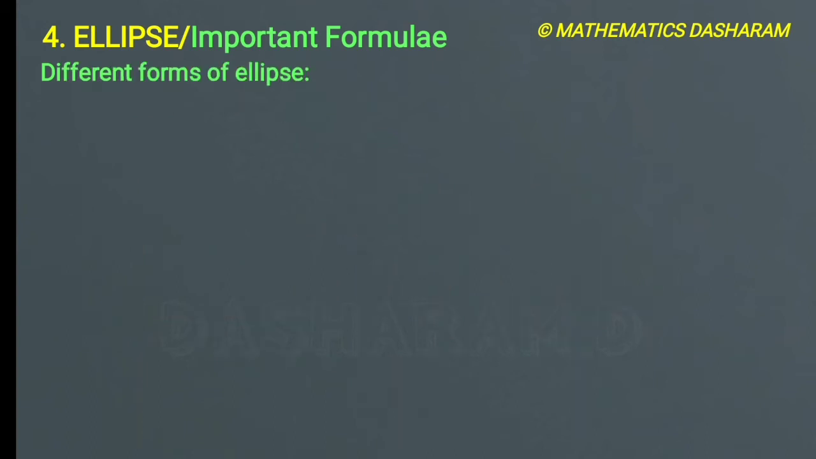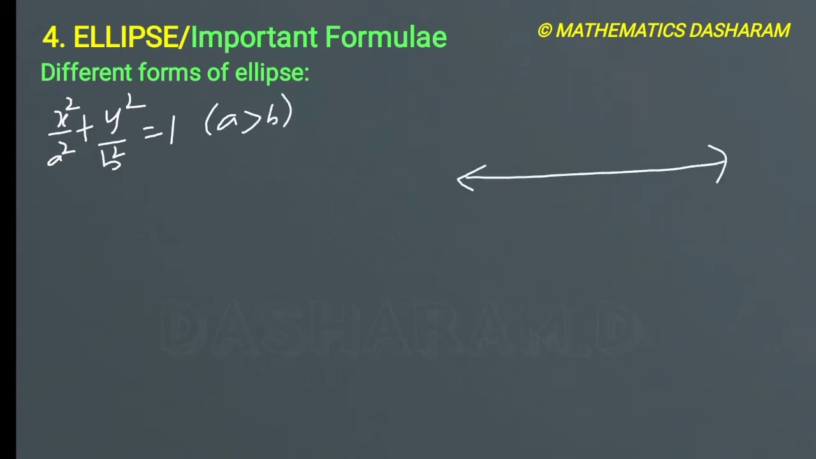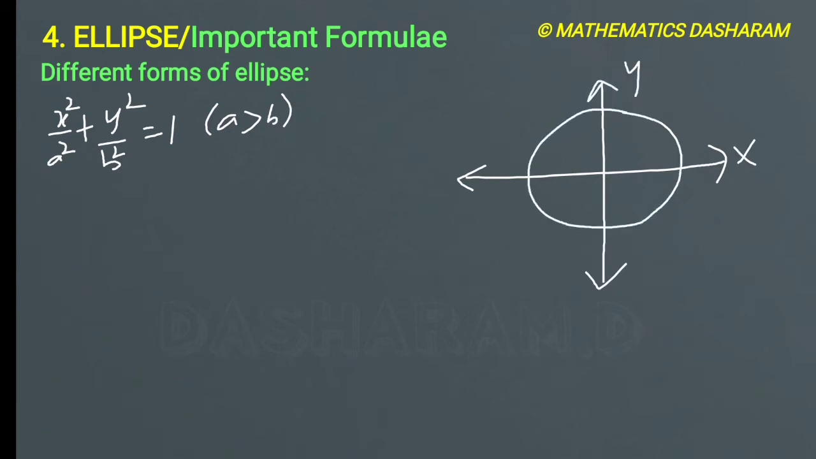Next, different forms of an ellipse. So the first one is x square divided by a square plus y square divided by b square equals 1, where a is greater than b. So for example, here is the x-axis, this is the y-axis. So this is an ellipse. Its standard form is x square by a square plus y square by b square, where a is greater than b, and its center is the origin, that is 0, 0.